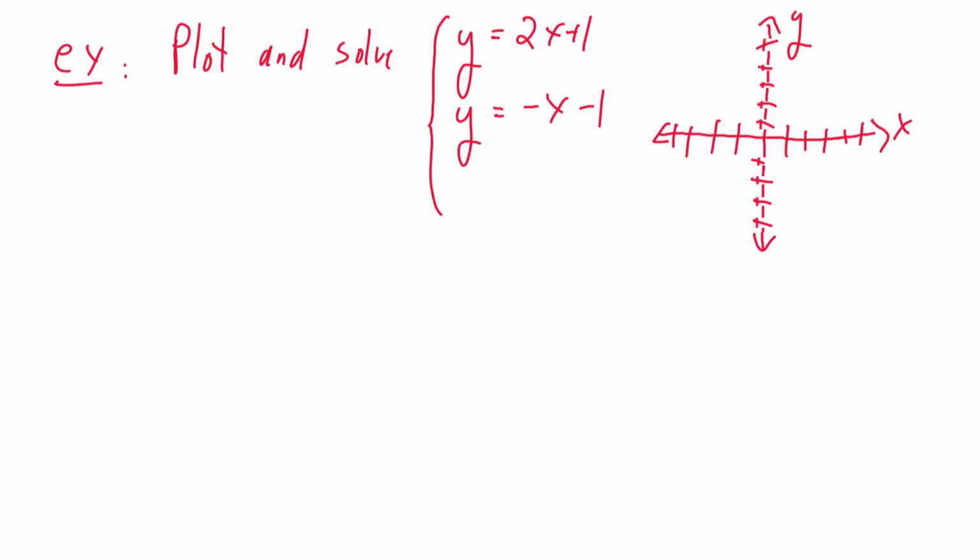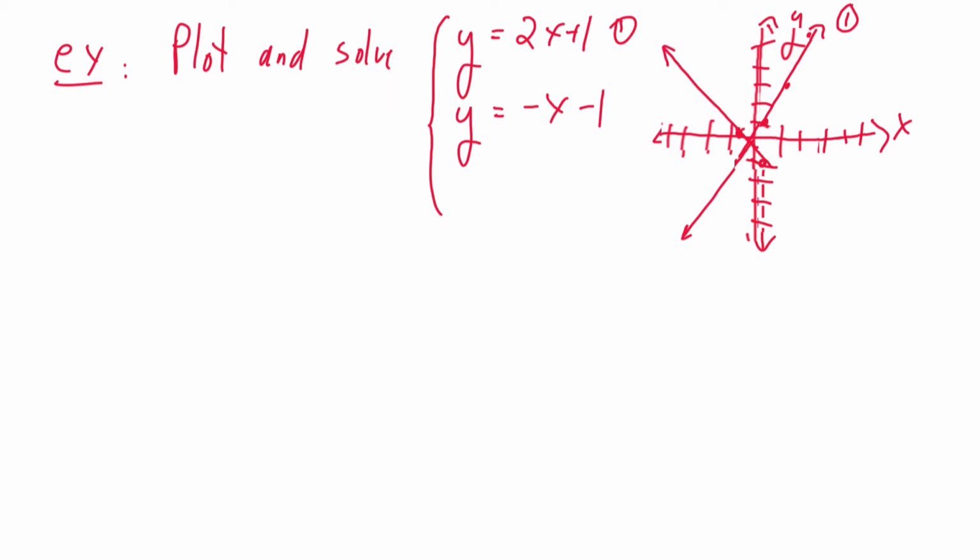Okay, so let's start with this one. The y-intercept is 1 and the slope is 2. So something like this, I'll call this 1. And then this second line has a slope of minus 1. So the picture is something like this. So my intersection is somewhere there. So I have some intuition about where it is, but I don't have an exact formula for it.